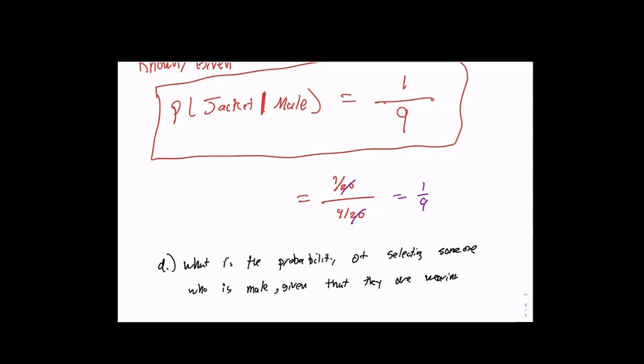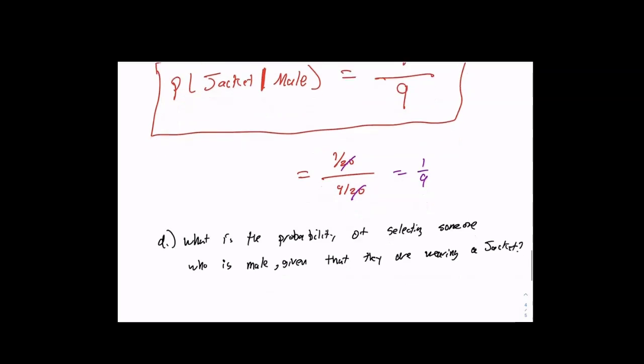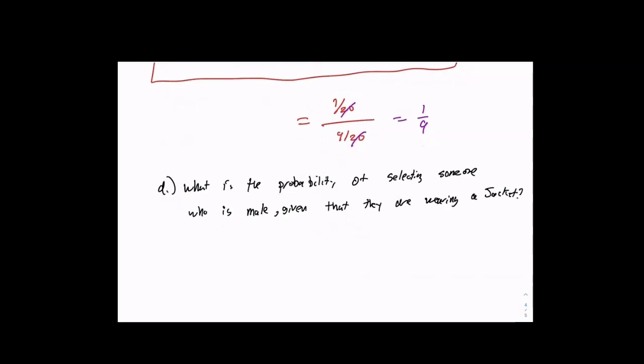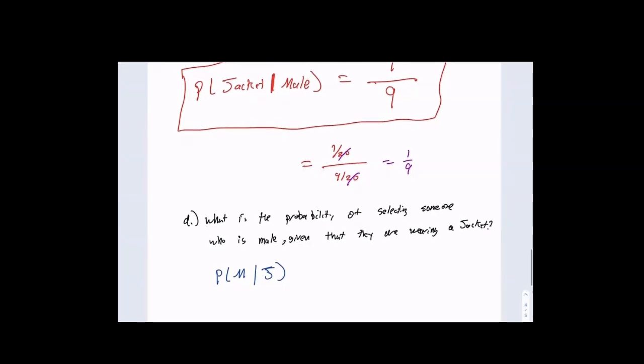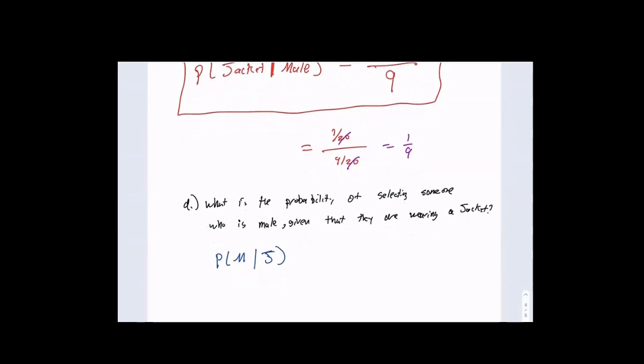I wanted to word it differently because the way they're written, it's a lot of English language, and it's like, all right, what do I know? What do I want to find out? So I know this one's very much more explicit. I know they're wearing a jacket. So this question is asking me, what is the probability that they are male given that they're wearing a jacket? So this is the opposite way. The first one was jacket given male, now it says male given jacket. I know that they're wearing a jacket, which is the probability of male and jacket over the probability of jackets.